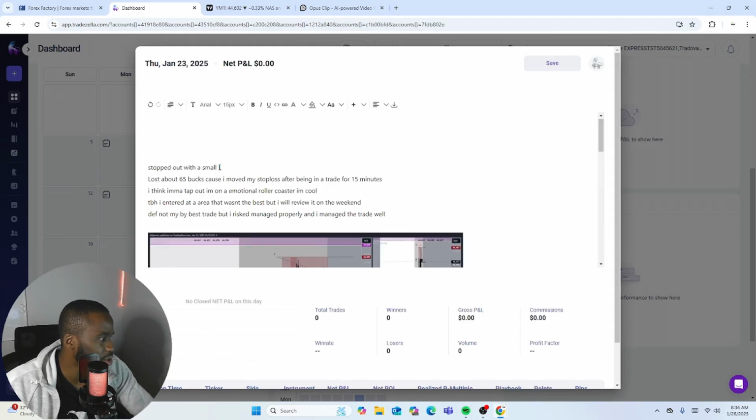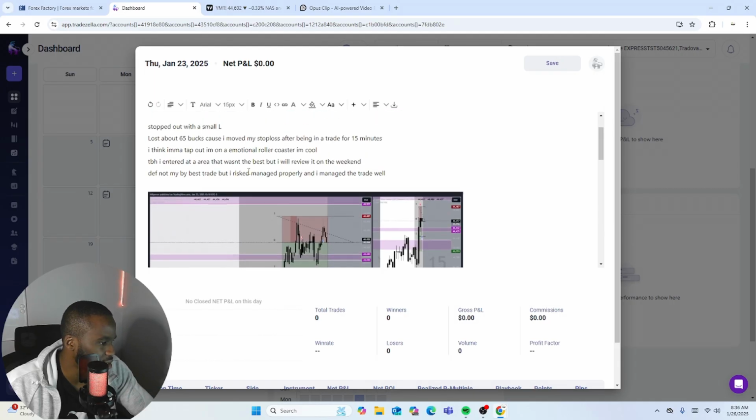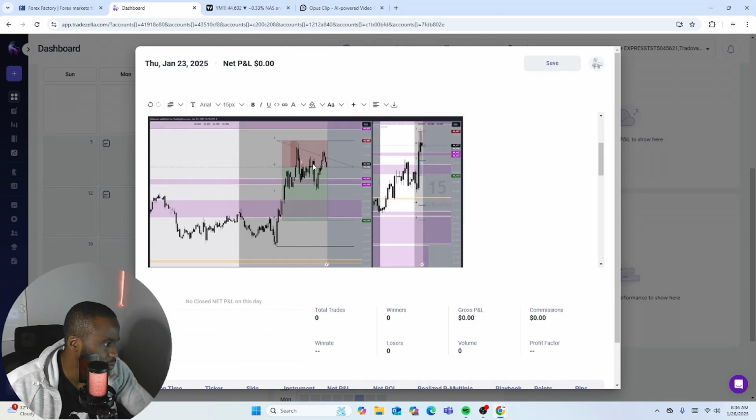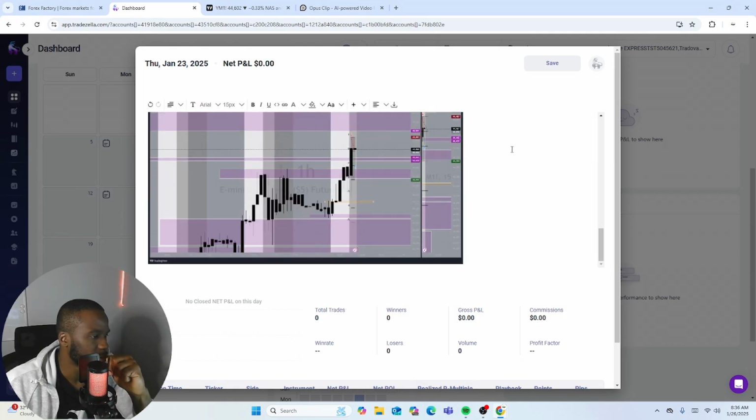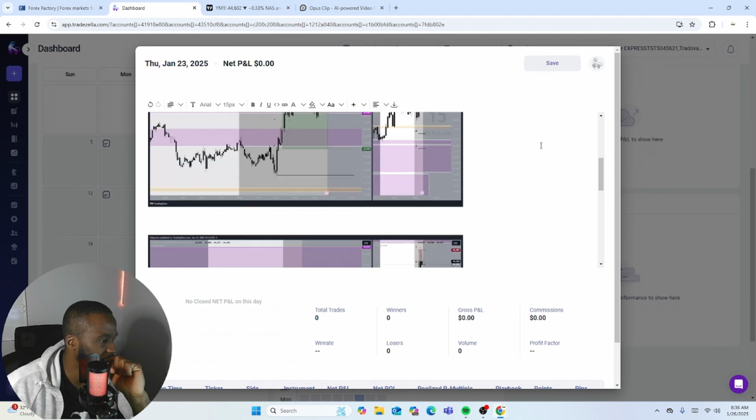Stop loss hit with small points, lost $61. Was this a trade idea? No, this wasn't a trade idea. So that wasn't the exact trade that I took.